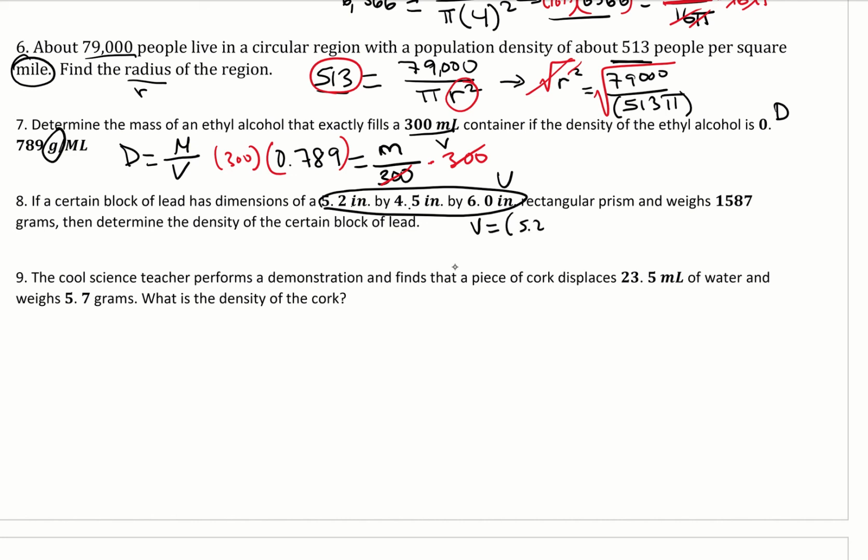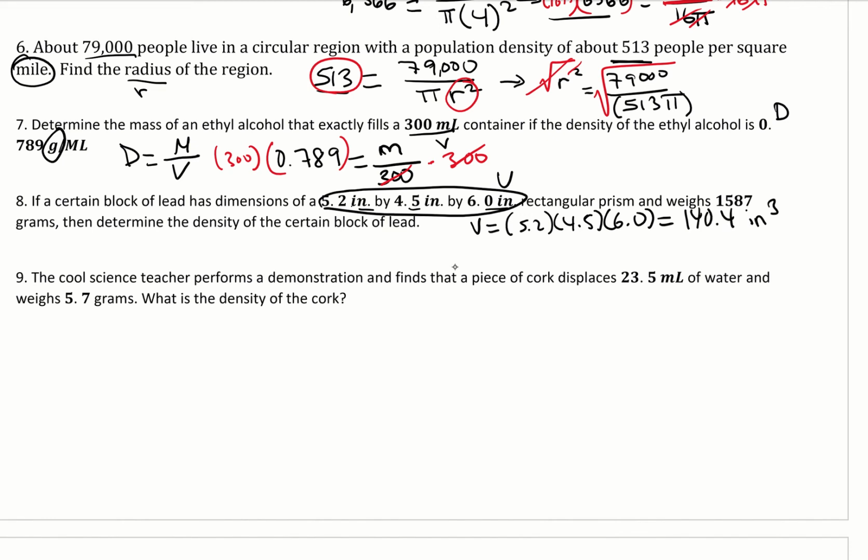So it's 5.2 times 4.5 times 6.0, and that'll give us our volume in inches cubed. This is in inches here, so it's going to be inches cubed when we multiply them. So 5.2 times 4.5 times 6 is 140.4. It's going to be inches cubed.